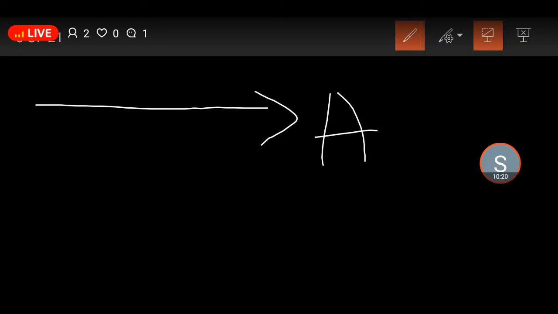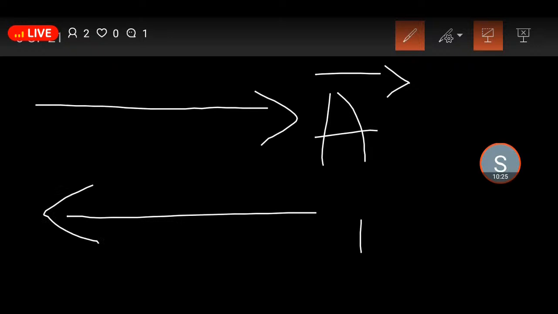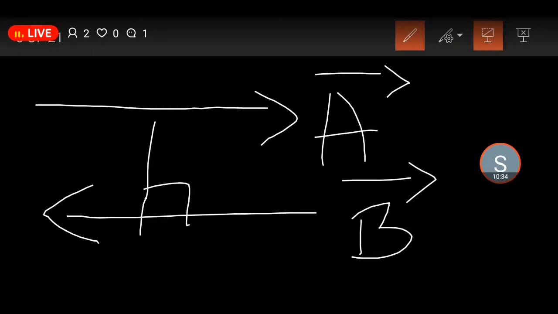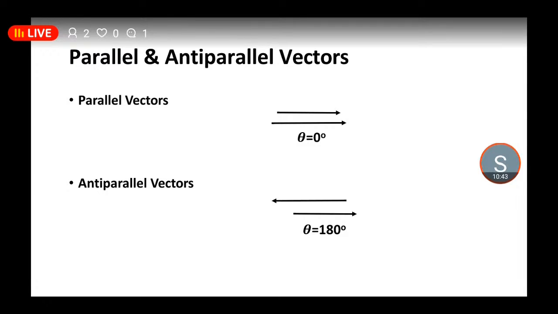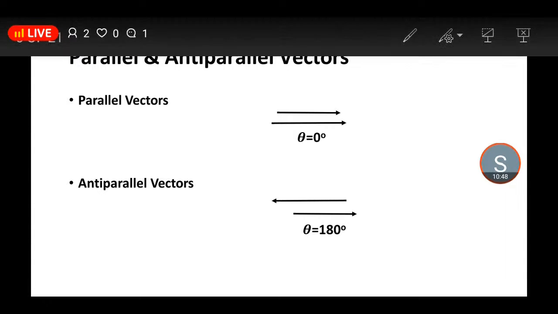Now we'll first learn anti-parallel vectors. This is vector A, this is vector B. Both are parallel, and the angle theta between them is 0, as I said. Okay, sorry, in anti-parallel vectors, I made a mistake, one second.